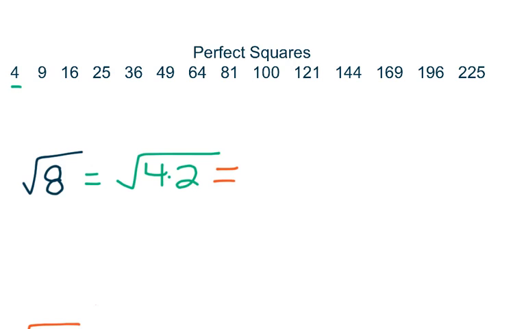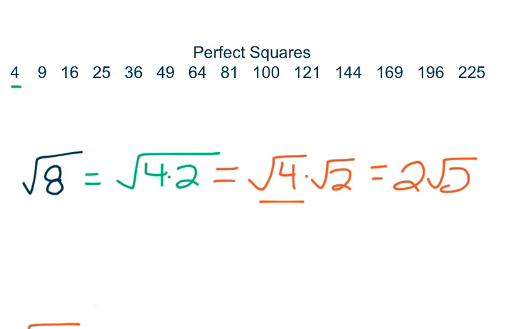Well, the rule with roots is, if you have two numbers being multiplied underneath, you can break that up as the square root of 4 times the square root of 2. The square root of 4 is 2, leaving that other 2 underneath the root. So your answer would be 2 root 2. And again, that's the way to do it when you know the largest factor of our starting number that's a perfect square.